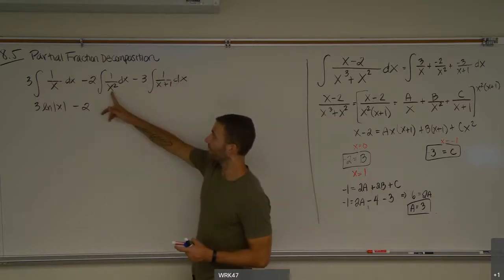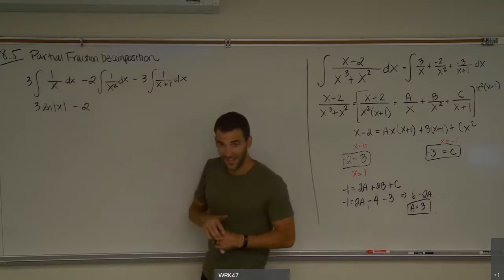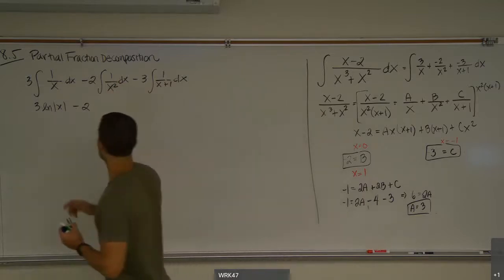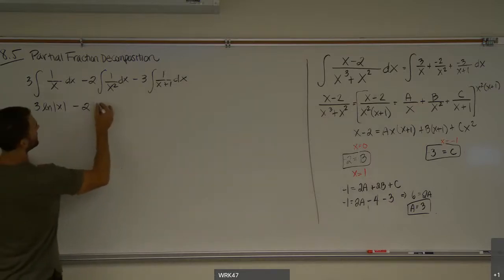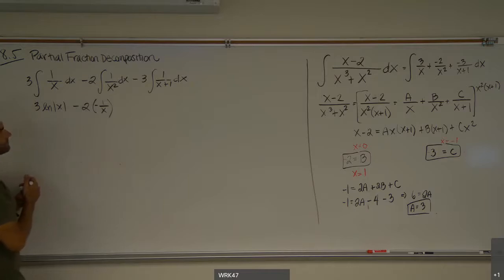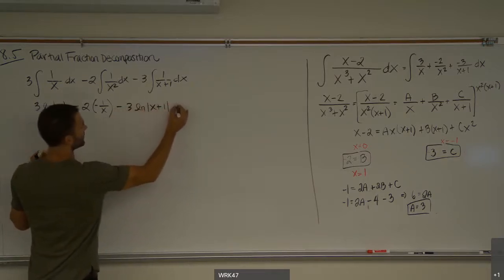Here though, x squared, the derivative of x squared is 2x. It's not the numerator, it's 1. That tells me it's not ln, but in this case, remember, it's just the power rule. Right? This is x to the negative 2. Using my power rule, we get x to the negative 1 over negative 1, or negative 1 over x for the second term, minus 3 ln of the absolute value of x plus 1.